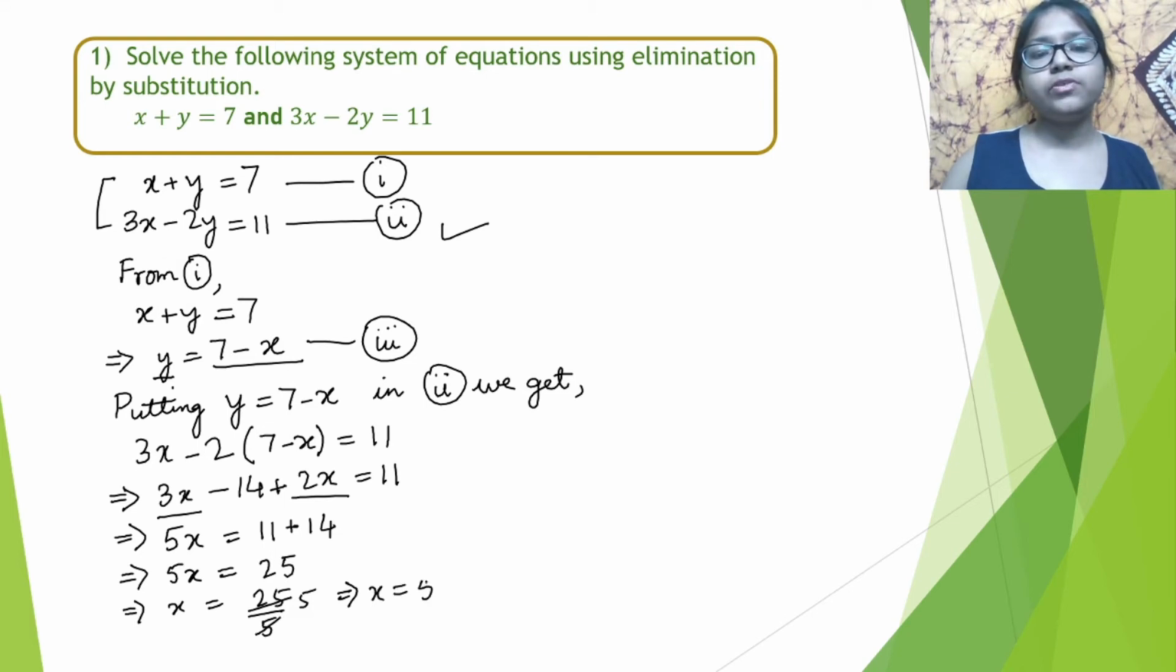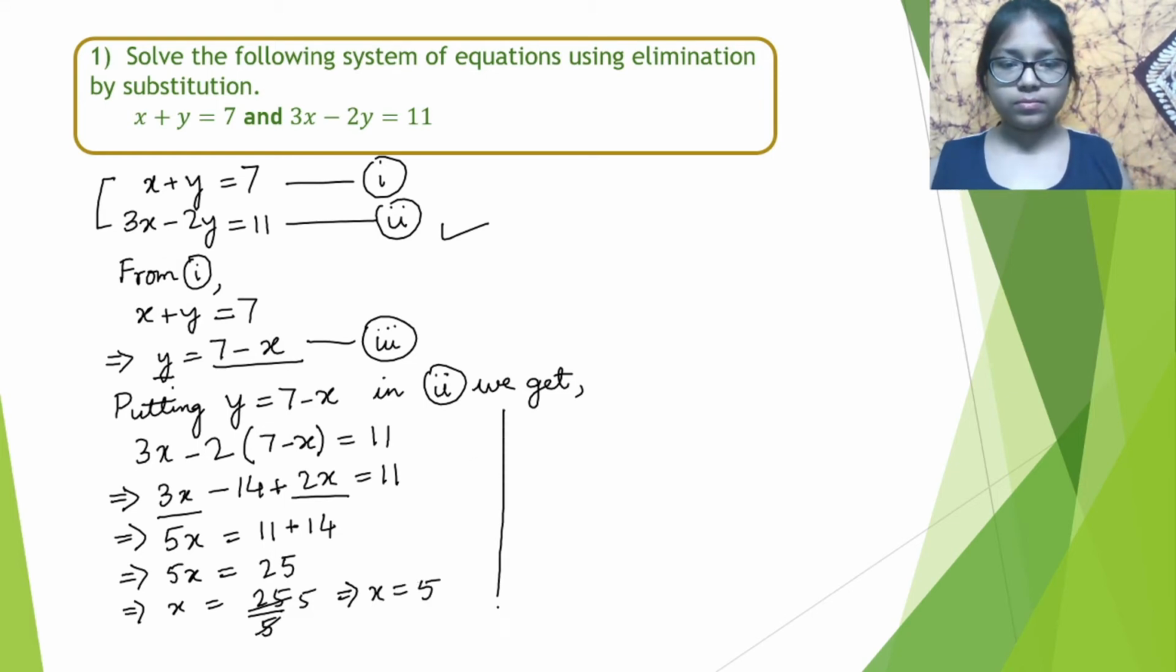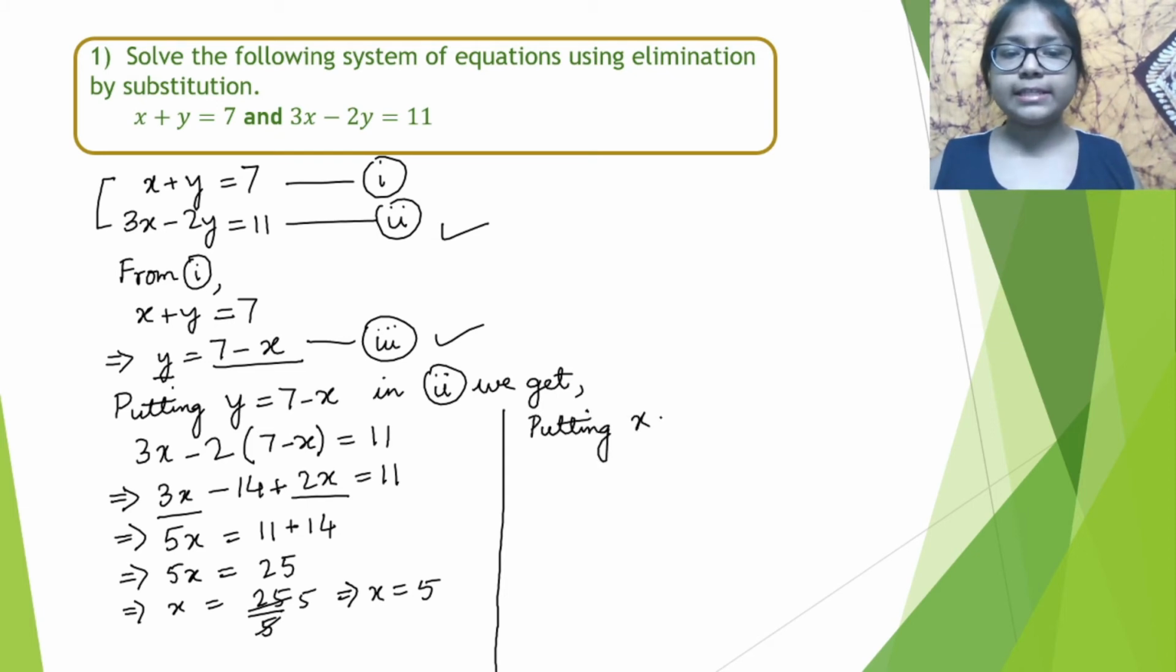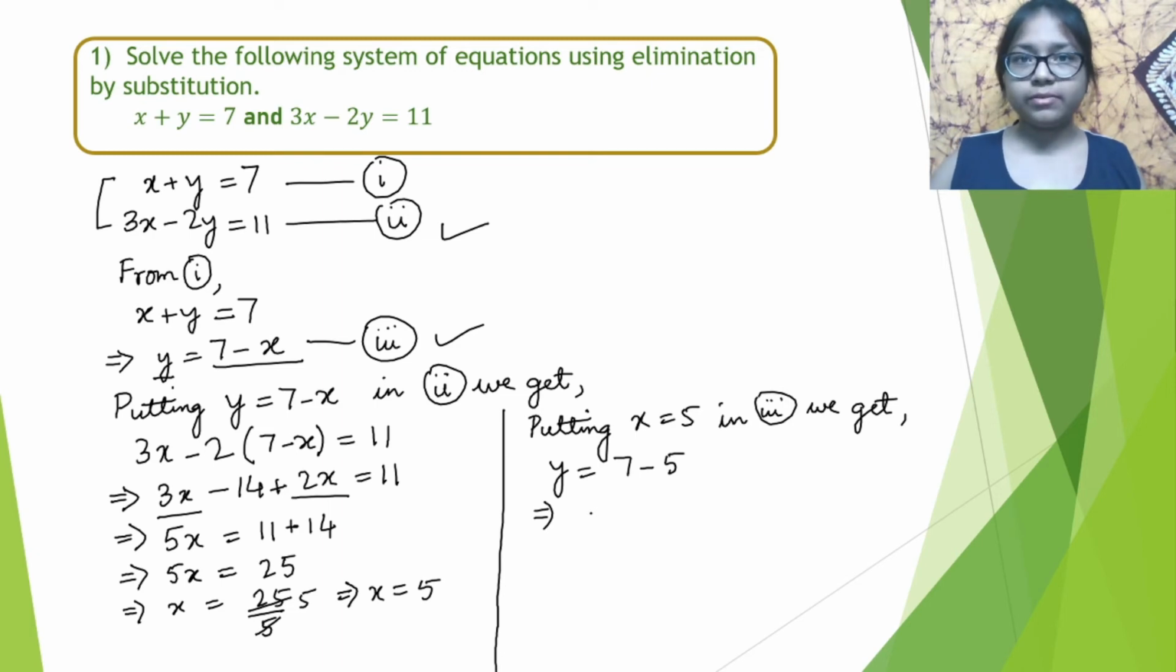So x equals 5. Now we will just put x equals 5 in equation number 3 and we will get y. Okay. So putting x equals 5 in 3, we get y equals 7 minus 5, because the value of x is 5, which we have found just now. So y will be 7 minus 5, which is 2. Therefore x equals 5, y equals 2.